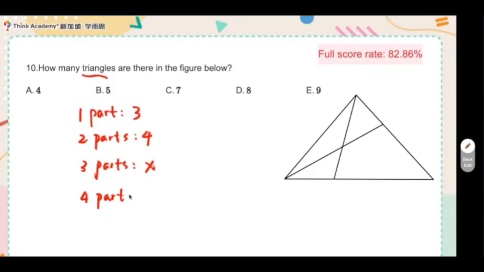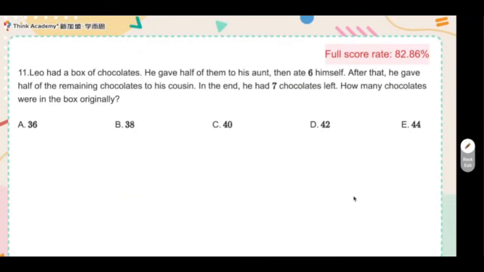How about we combine 4 parts together? Everyone, type in your chat box. How many triangles can we have? Just 1, right? Okay, so we can see this time we can have 1. So if we want to know how many triangles there are in total, we just do the plus, right? 3 plus 4 plus 1 gives us 8. So the answer here should be D. Correct. Then everyone, this time, let's move on.